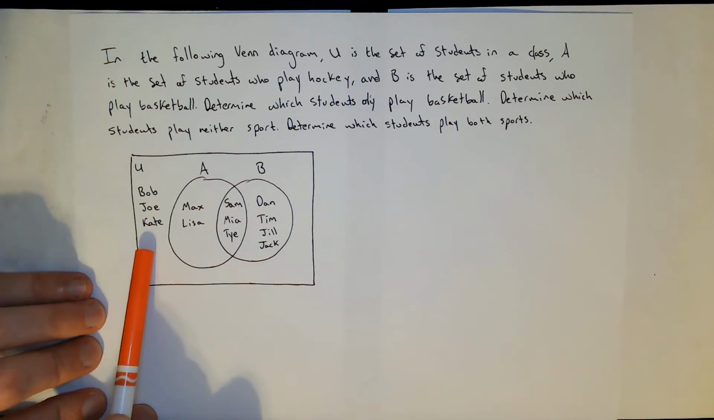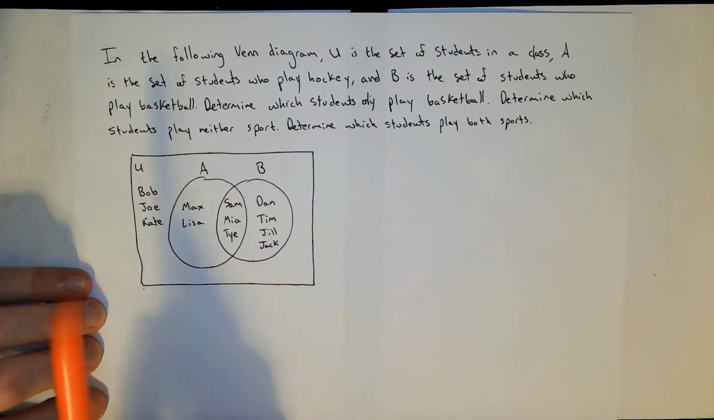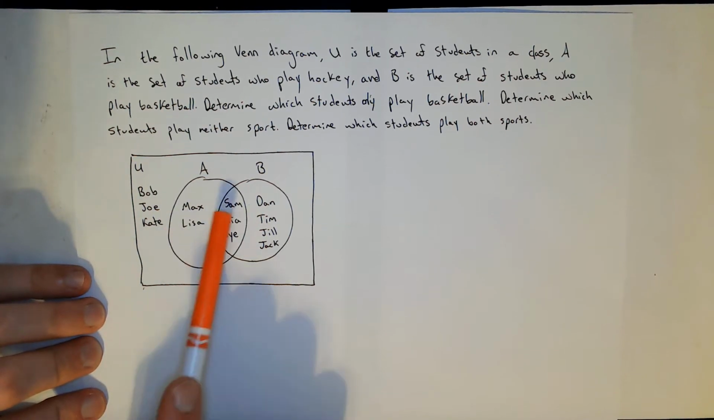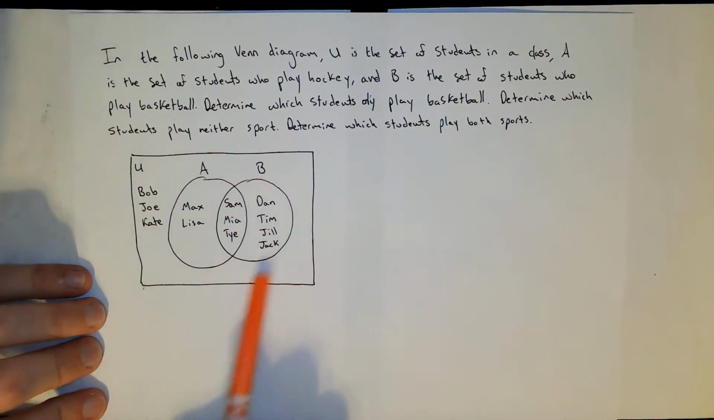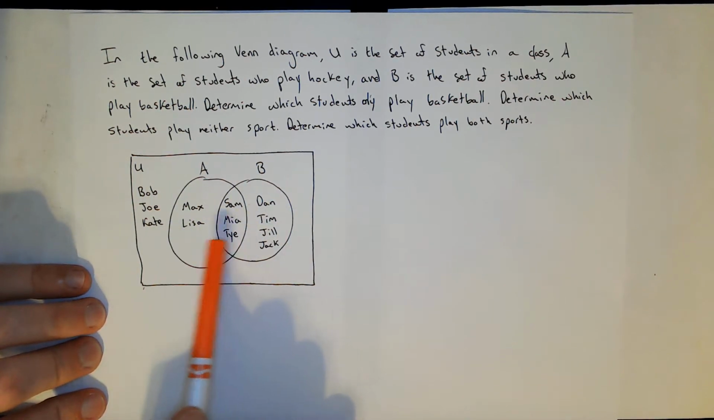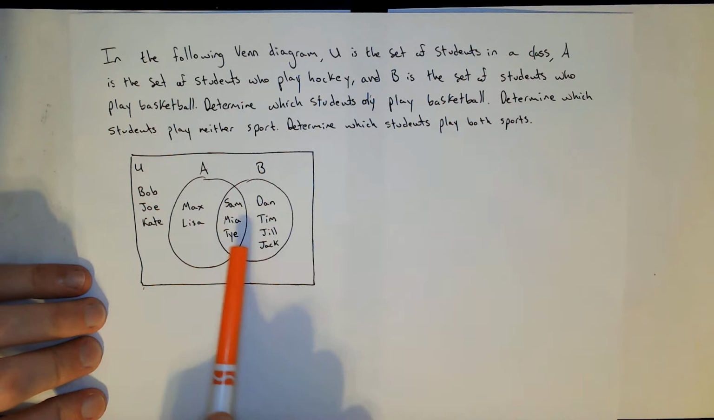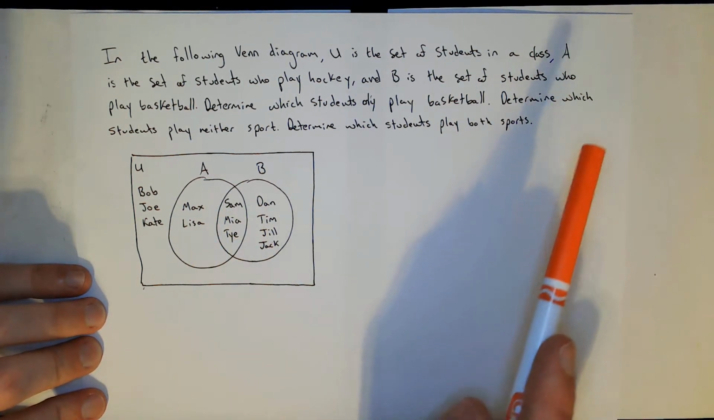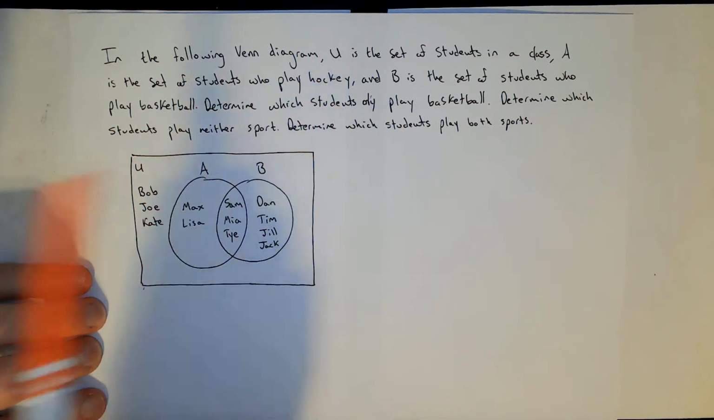Maybe they don't play any sports, or maybe they play a different sport. We don't know. But they are in the class. And all of these students are still in the class, right? They're all in the universal set. It's just that these have been further classified, further organized into sets A and B. And then we have these 3 students here who play hockey and basketball.